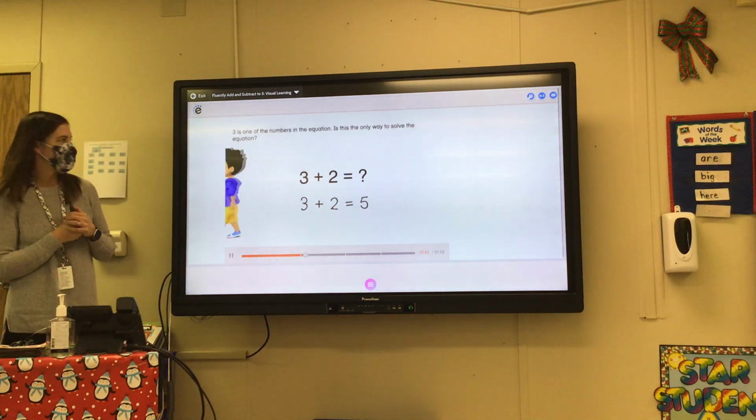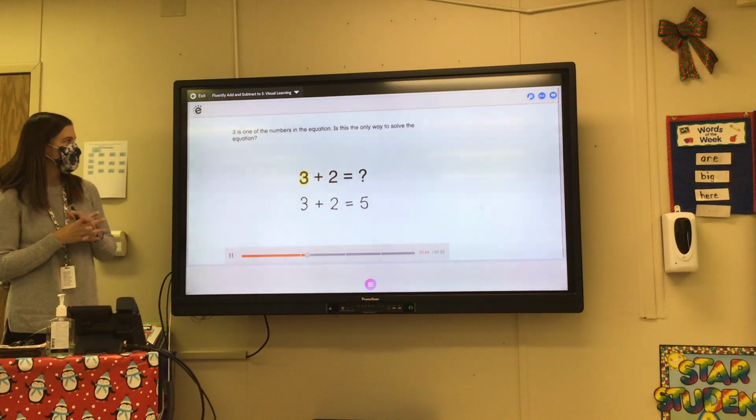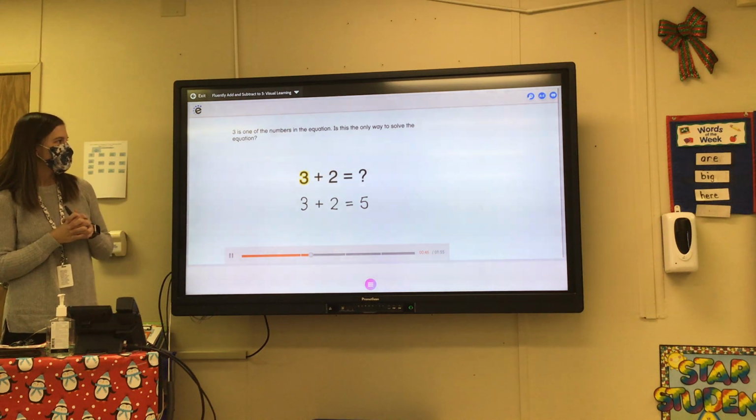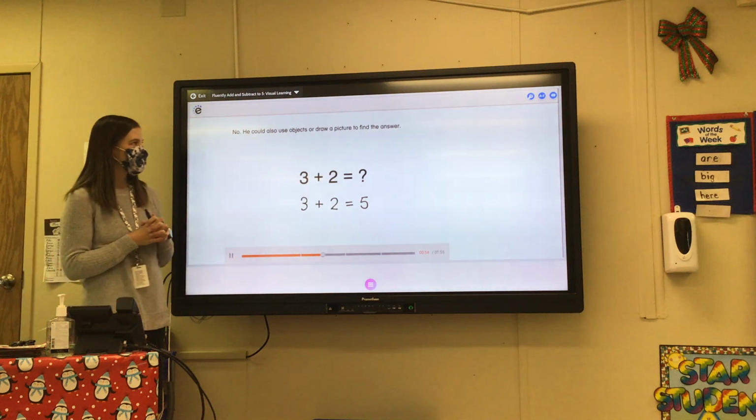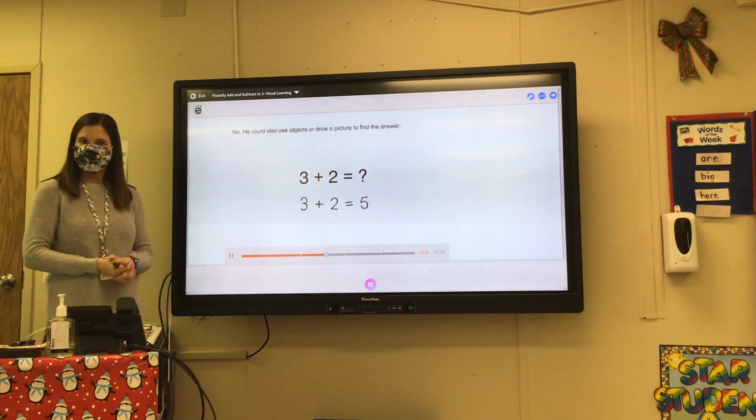3 is one of the numbers in the equation. Is this the only way to solve the equation? No, he could also use objects or draw a picture to find the answer.